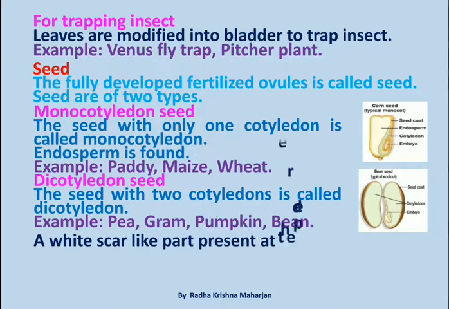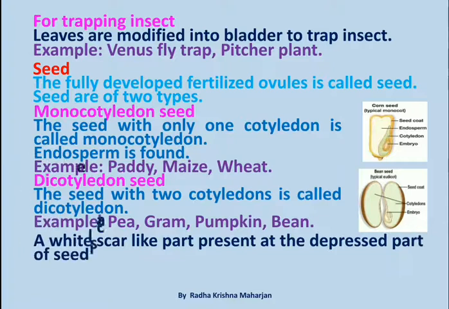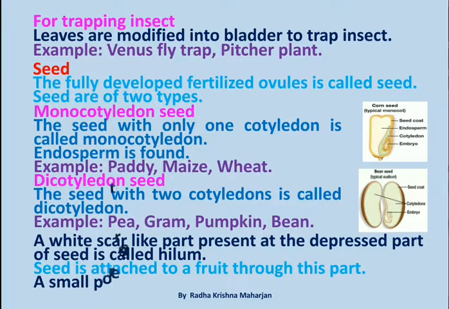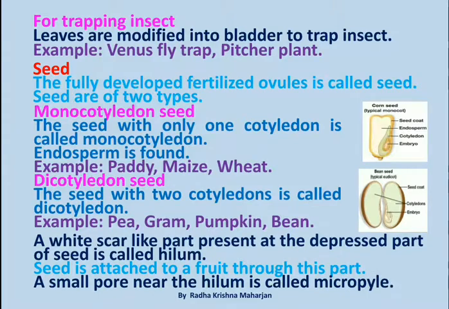A white scar-like part present at the depressed part of seed is called hilum. Seed is attached to a fruit through this part. A small pore near the hilum is called micropyle.